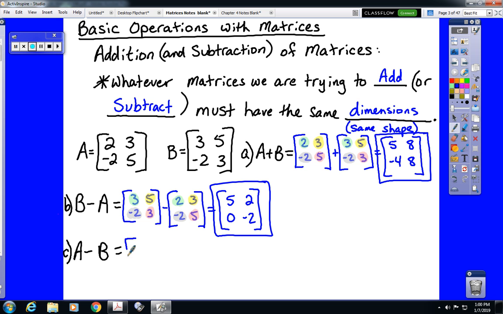The only difference is if we reverse them, subtraction is not commutative. Meaning A minus B is not the same as B minus A. So when we do it the other direction, we're not going to get exactly the same answer. So 2 minus 3 would be negative 1. 3 minus 5 would be negative 2. Negative 2 minus negative 2, that's still 0. And 5 minus 3 is 2.